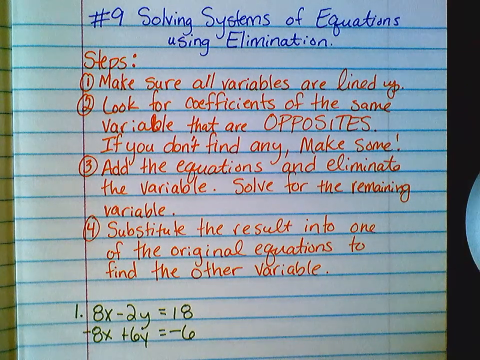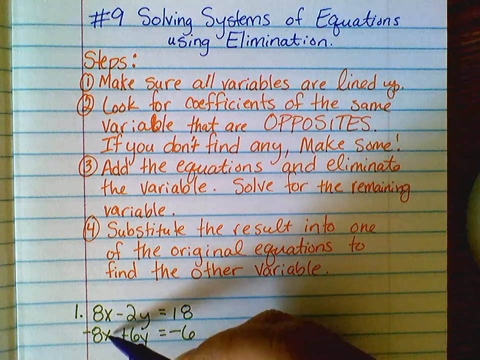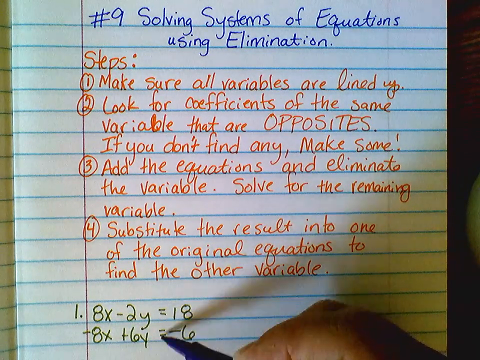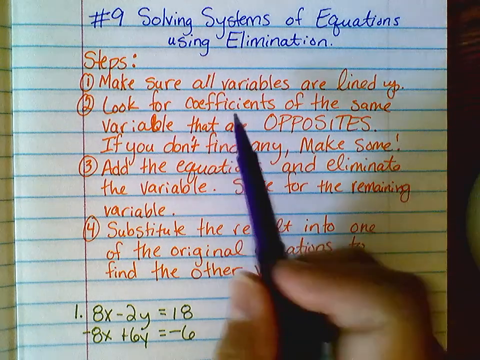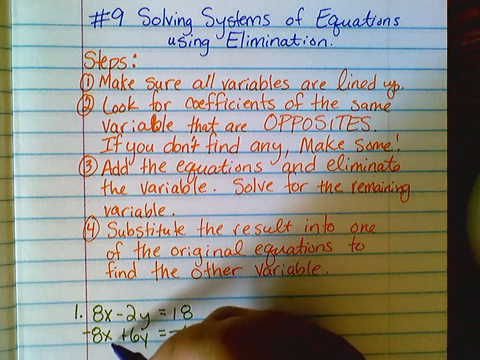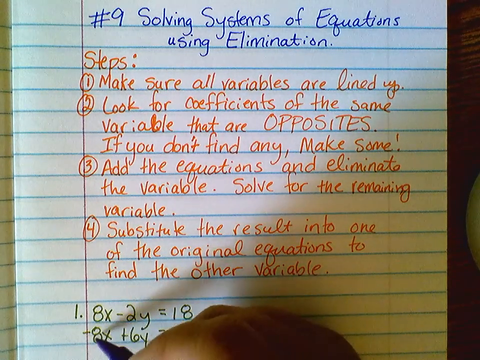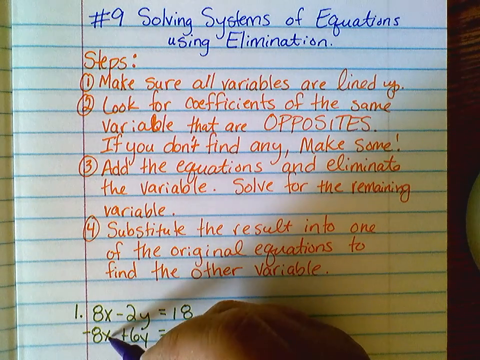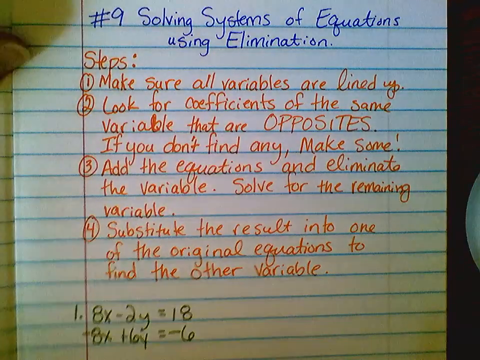And when I look at this, I see that all my variables are lined up. X is on top of X, Y is on top of Y, equal signs are lined up, constant terms are lined up. Then I'm going to look for the coefficient of the same variable that's opposite. And what I notice is right here, I have a positive 8x and a negative 8x. So this is the same variable, the same number, but one is positive and one is negative.